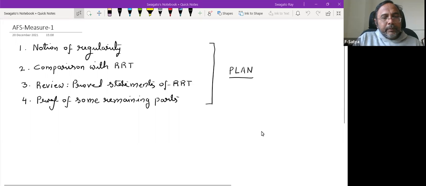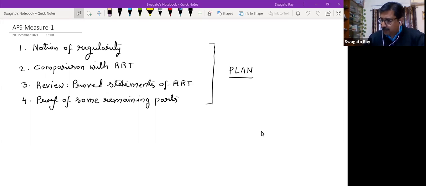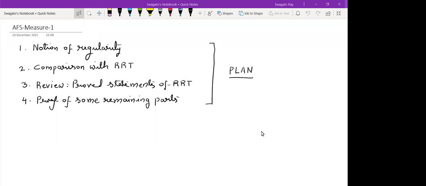You can start. Okay. Good afternoon, everybody. So as I understand, the Riesz representation theorem is going on, right? Yes, sir. Yes, sir. Okay.